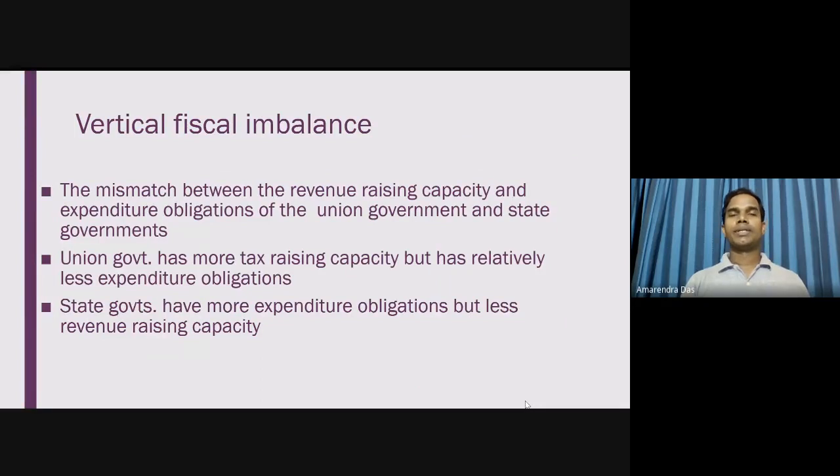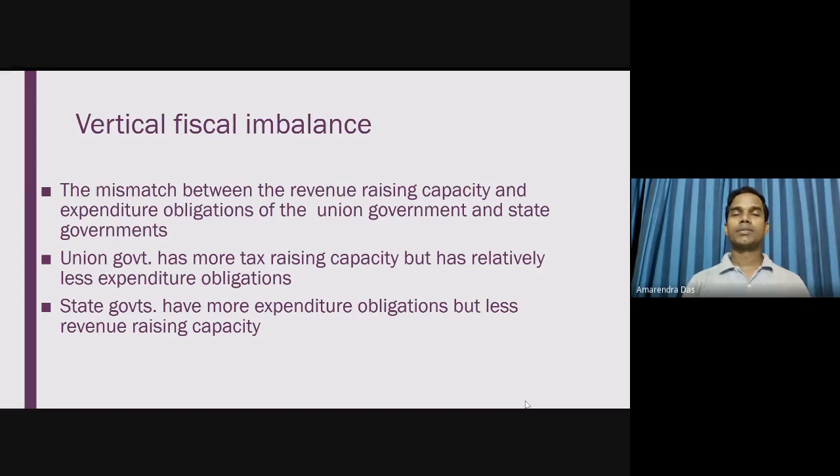Now, before we get into this topic, or before we get into the discussion of the sources of revenue for the state government, we should know some more concepts. So, first, we should discuss the concept of vertical fiscal imbalance. Now, what is this vertical imbalance?